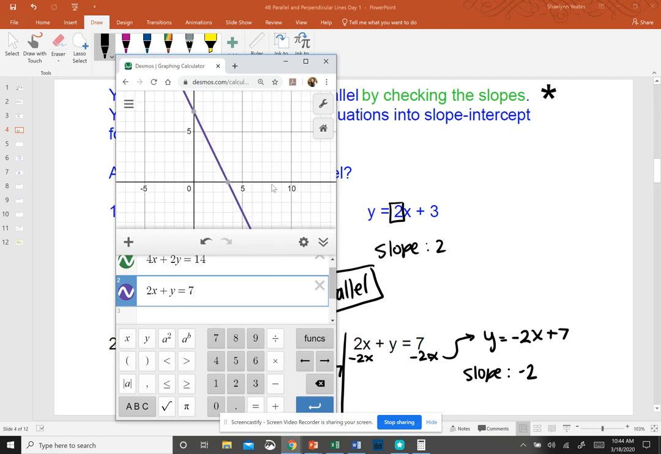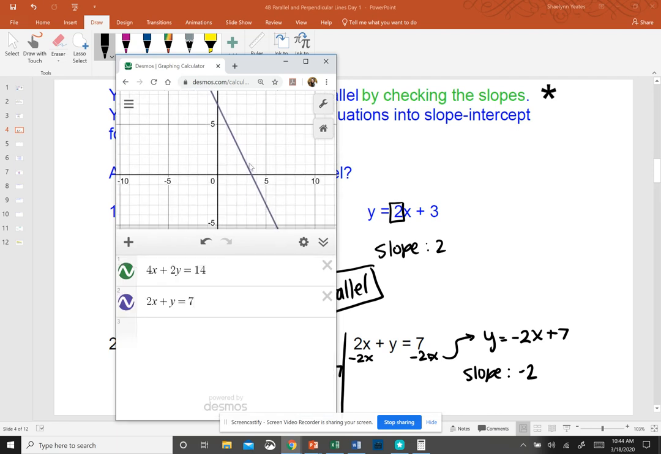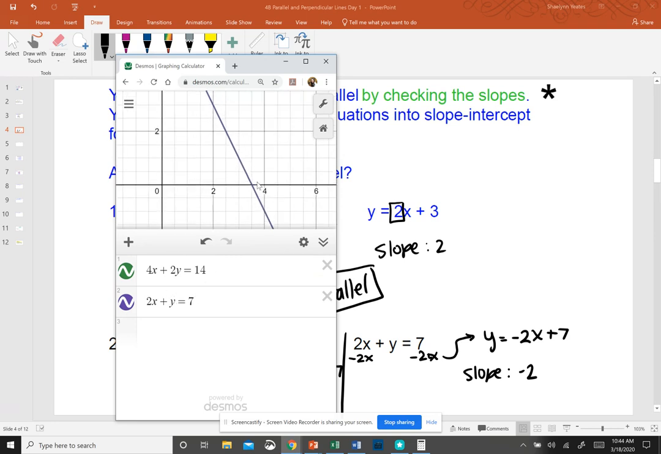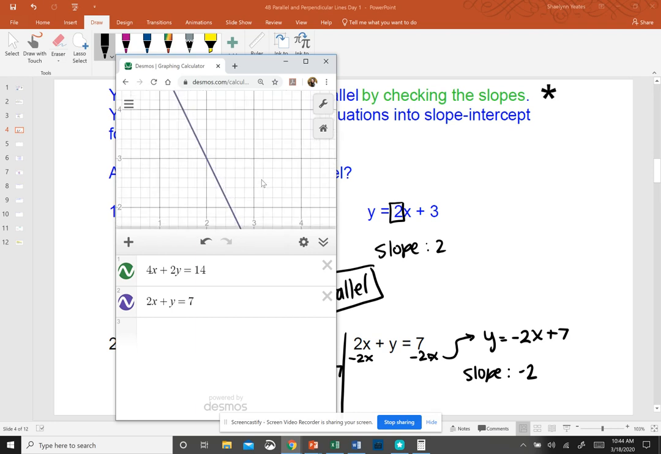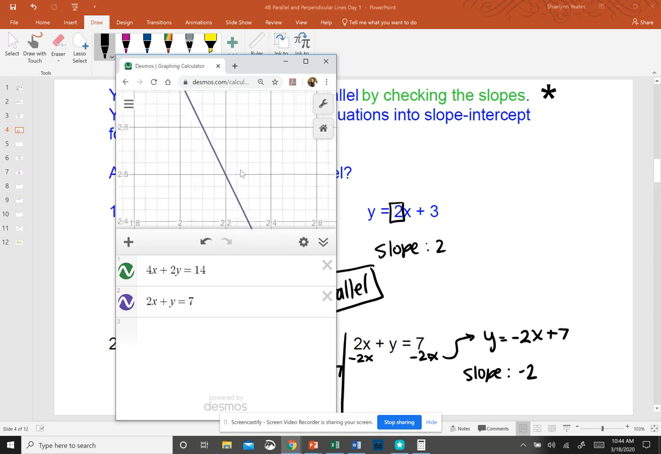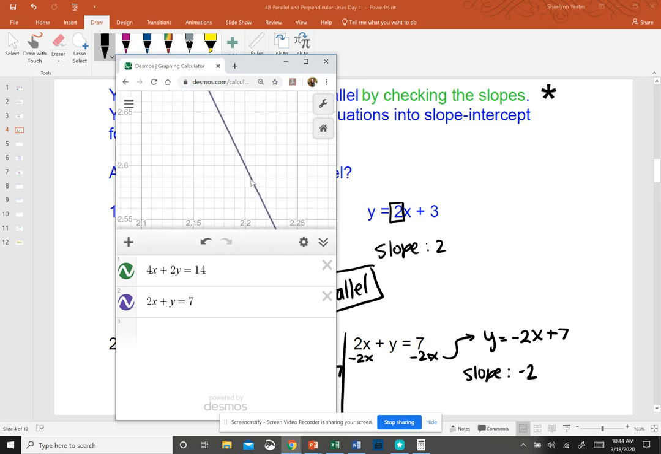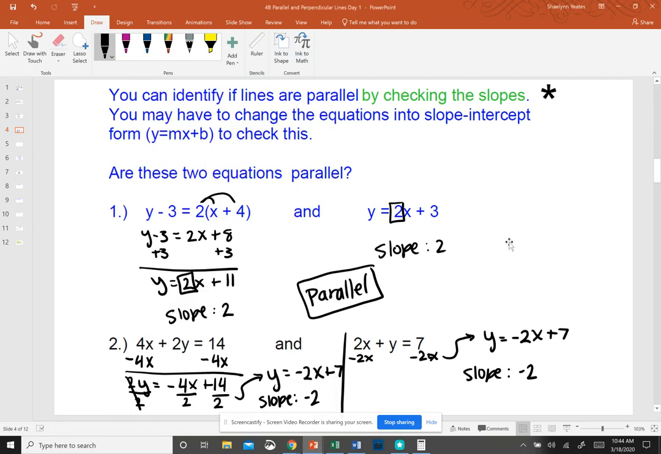So that one's kind of interesting. Let's see what happens as we get closer. What do you guys think is going to happen as we get closer? There doesn't seem to be two lines. Let's zoom in even closer. Are these parallel? What do you guys think? So even though the slopes are the same, these are in fact not parallel. Because they are the same line.